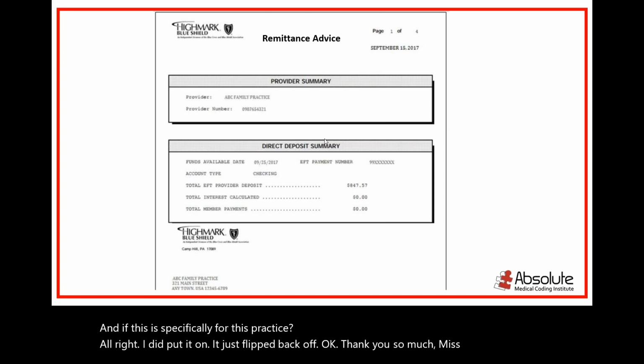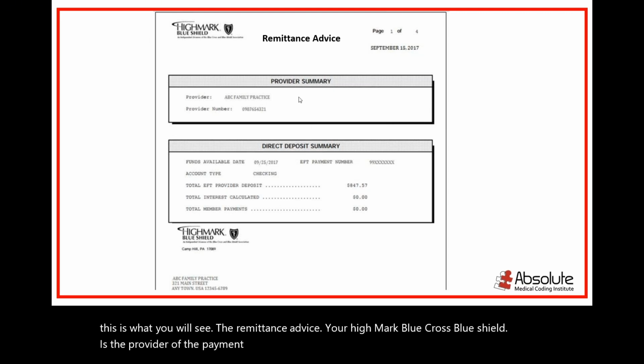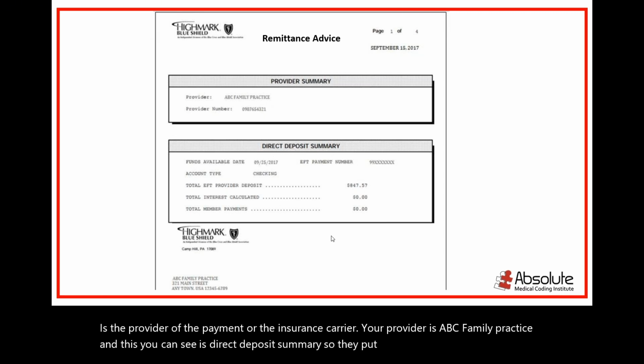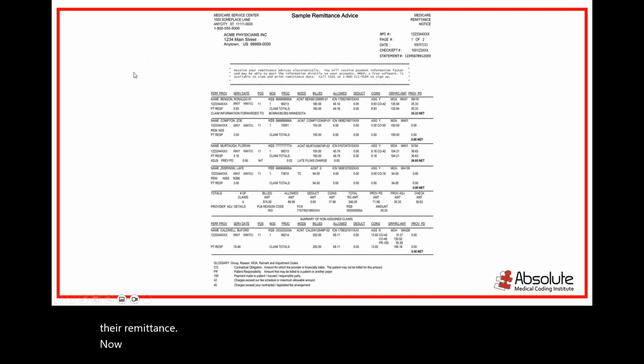All right, so this is what you will see: the remittance advice. Your Highmark Blue Cross Blue Shield is the provider of the payment, or the insurance carrier. Your provider is ABC Family Practice, and this, you can see, is a direct deposit summary. So they put this directly in the account. This is their remittance.